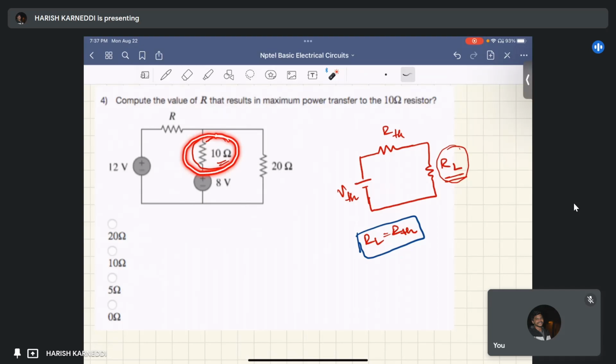To deliver the maximum power to this 10 ohm resistor, we are considering it as a load, and we are finding the Thevenin's resistance seen from this 10 ohm resistor, and equating the two values to fulfill this condition. From that condition, we are going to find the value of the resistor.